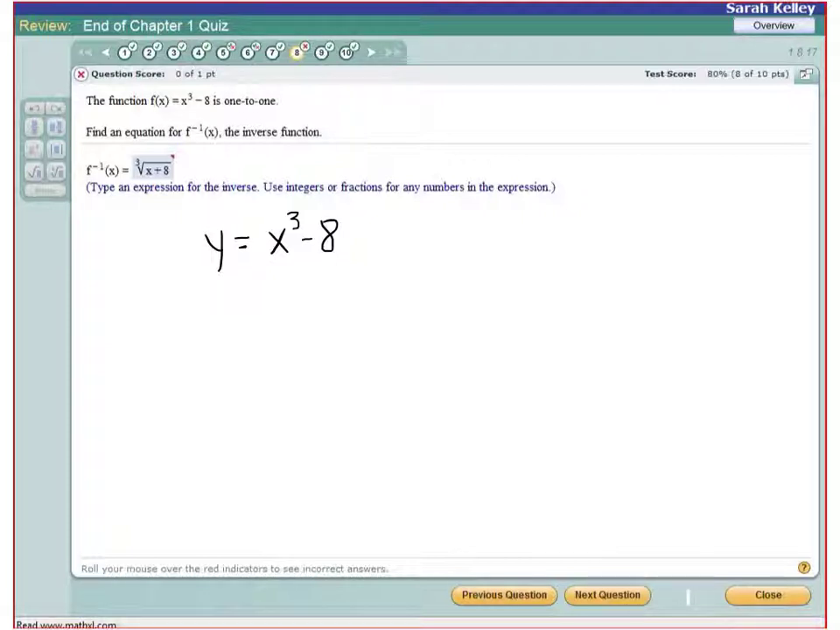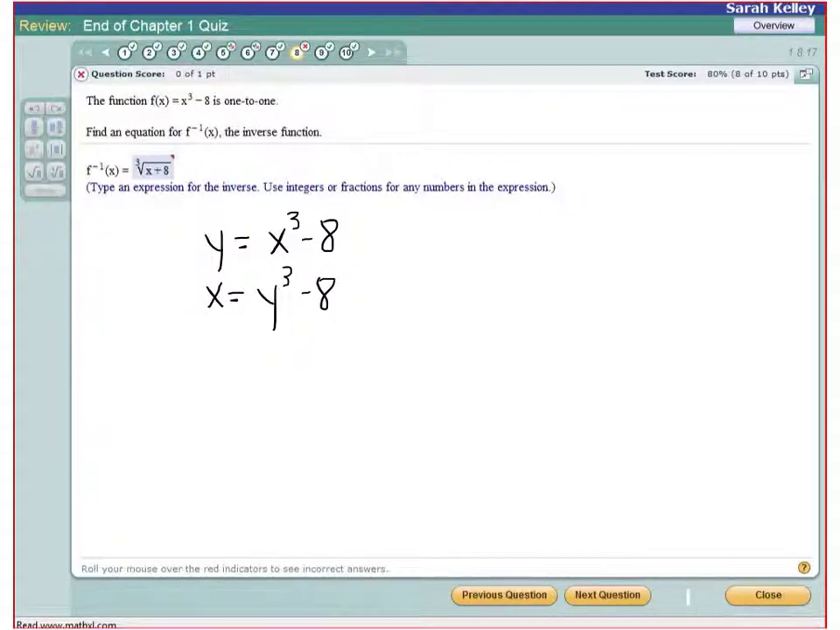So if you have a function and you want to graph the inverse function, you swap all of your x coordinates and your y coordinates and regraph those points. So we're going to do this in our equation also. So x equals y cubed minus 8.